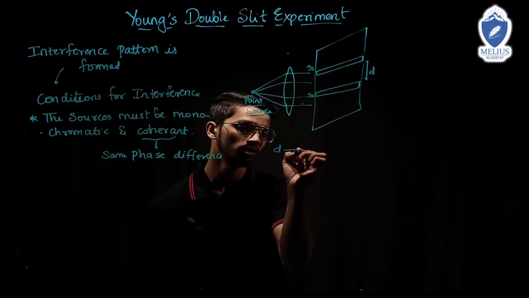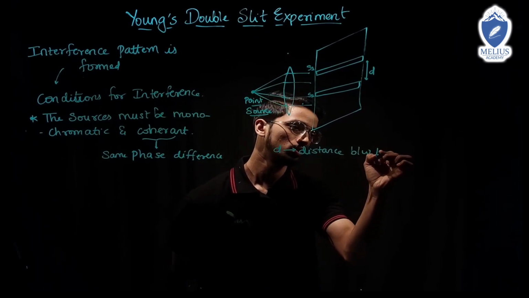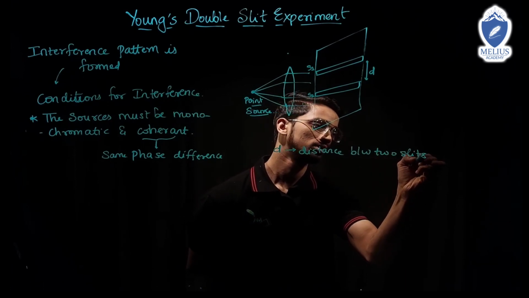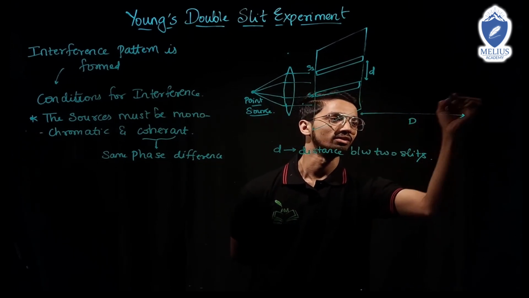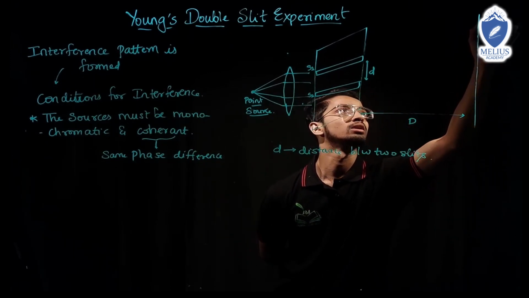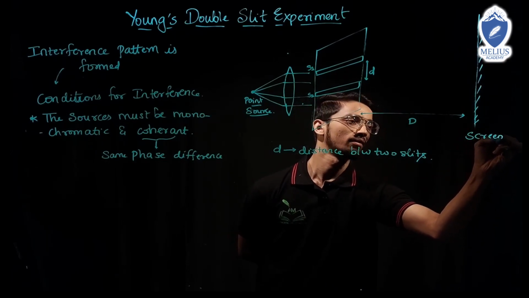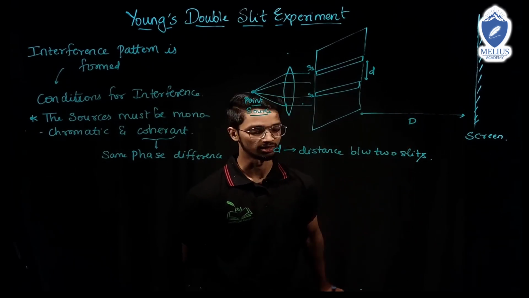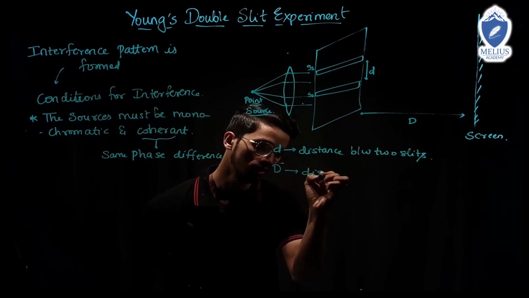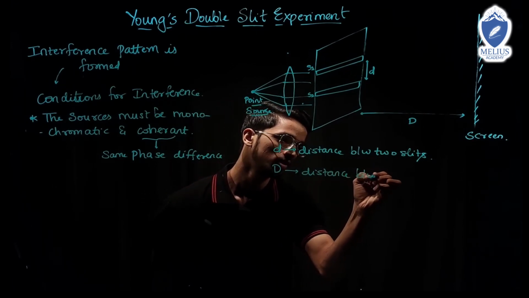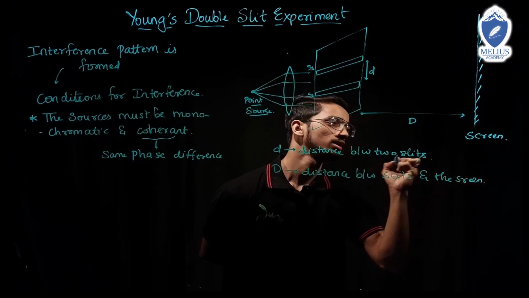What is small d here? Distance between two slits. From the slits, capital D distance away, we keep a screen to note the interference pattern. What is capital D here? D is the distance between the slits and the screen.